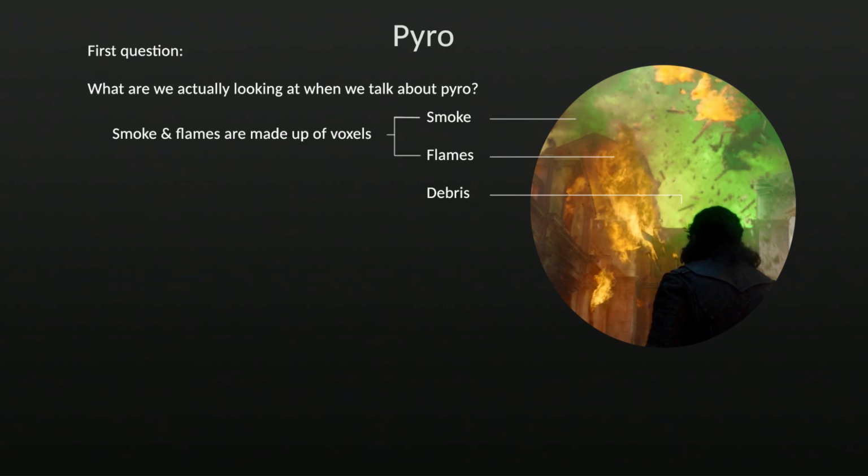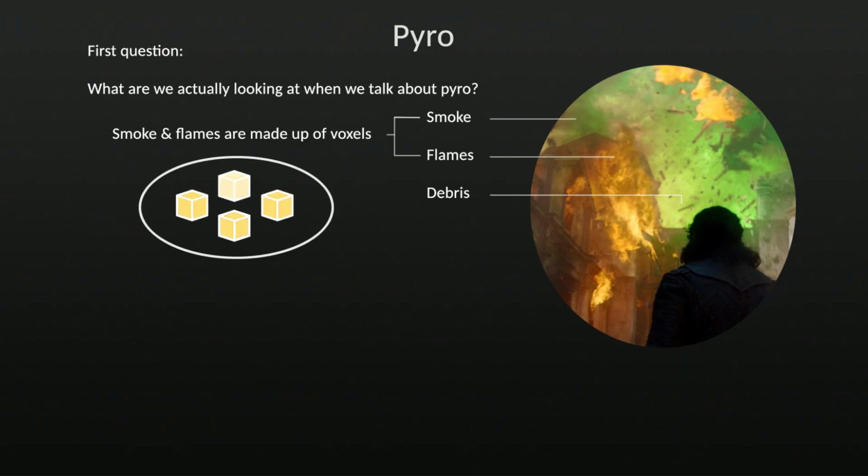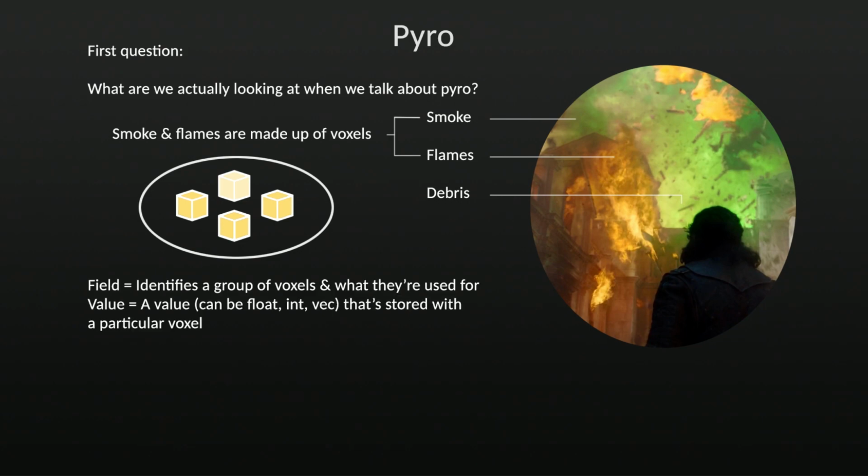In this course, I'll be talking about volumes, which encompass the smoke and flame portion of a Pyro effect. And these volumes are made up of voxels. Voxels are basically tiny little cubes that are flying around in your 3D scene. And these cubes store values. They store values and they also belong to a field.